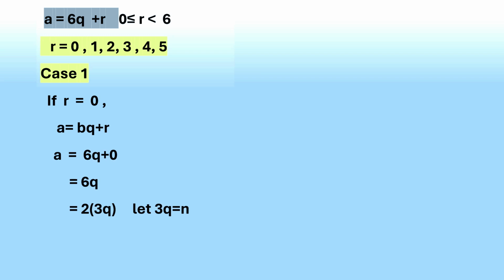Now case 1, if we take r is equal to 0 and apply Euclid division lemma a is equal to bq plus r, we'll get a is equal to 6q plus 0, and we can write a is equal to 6q. The common factor of 6 and q is 2, so we can write it as 2 into 3q. Let 3q be n, then we'll get 2n. This is an even integer. So 6q is also an even integer.